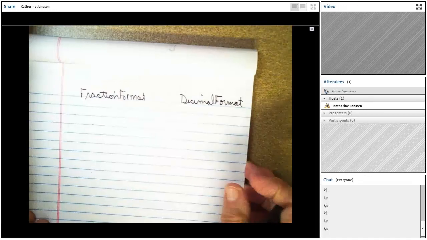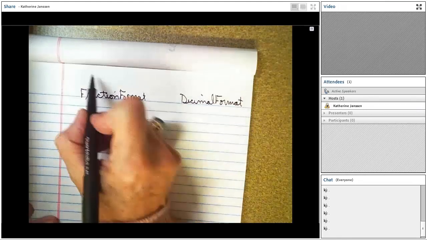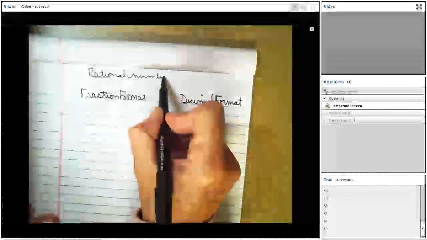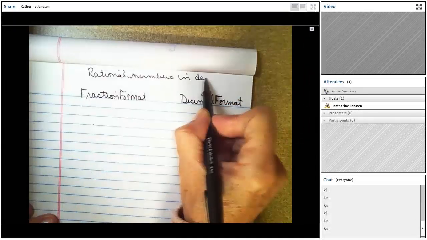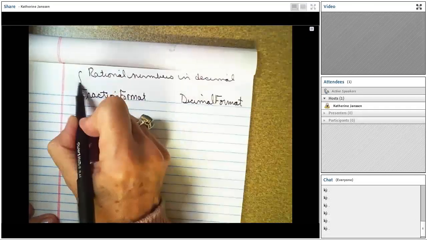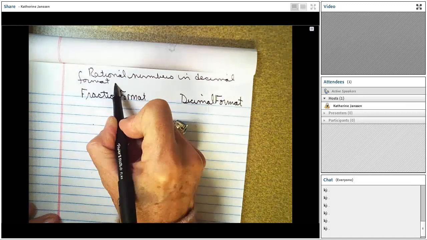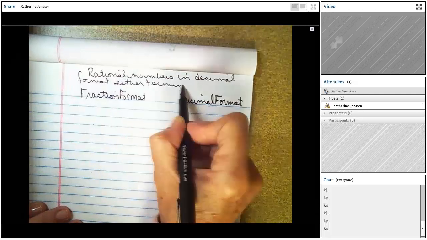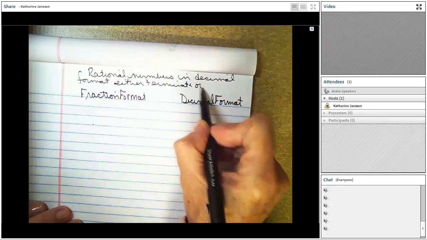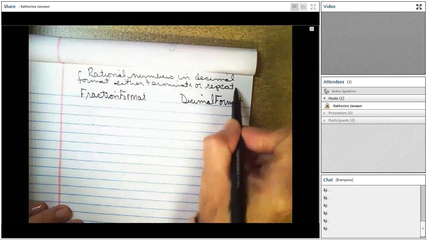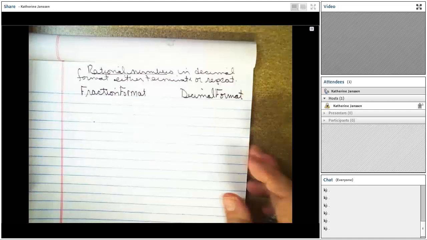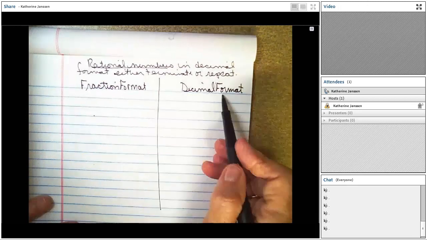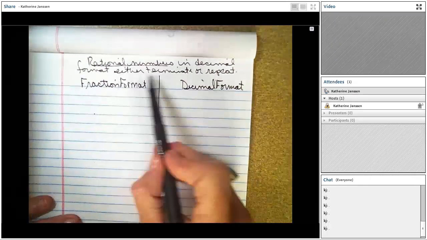Well, to further define rational numbers in decimal format, they either terminate or repeat. So sometimes in order to determine if a number is a rational number, we'll have to convert to decimal format to see if it either terminates or repeats.